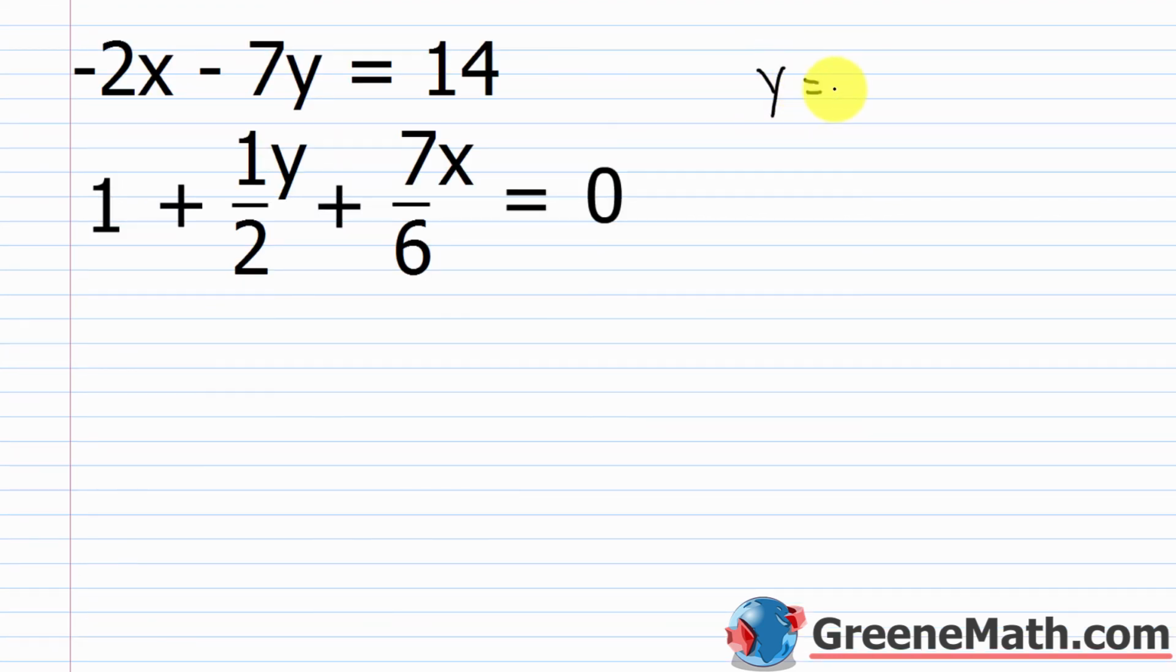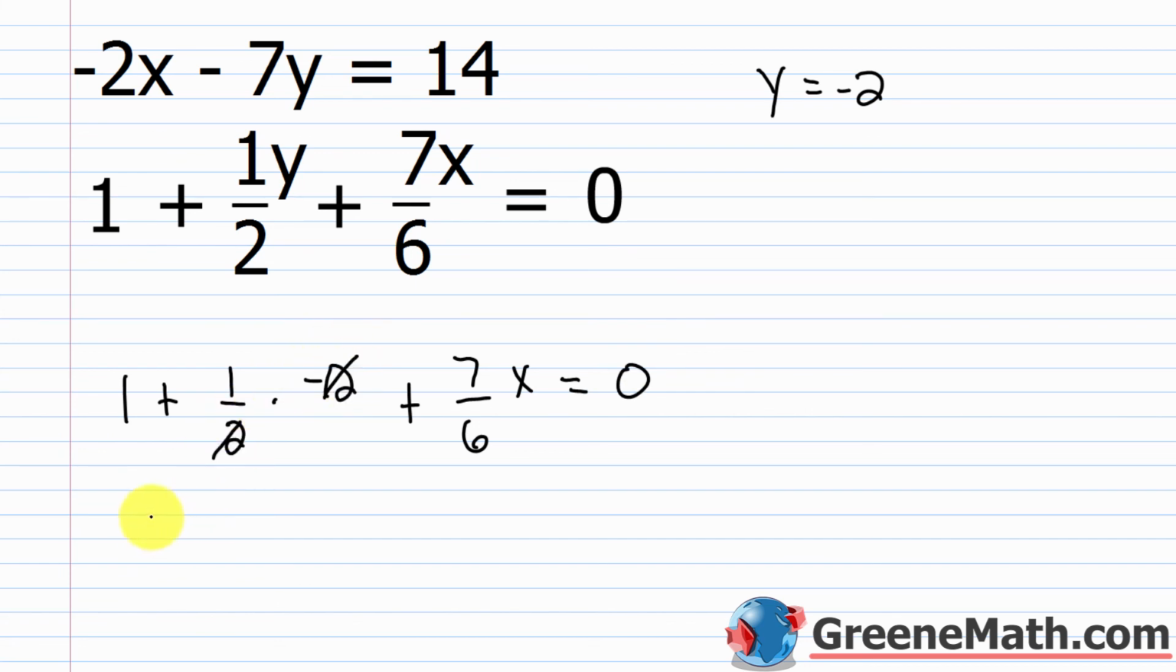Again, y equals -2. And now I can plug this back in for y in either original equation. I'm going to go ahead and use this one because it actually looks like it's easier. So we'd have 1 plus 1/2 times -2 plus 7/6 x equals 0. So this would cancel and be -1. So you'd have 1 plus -1. That's 0. So this whole thing is just gone. So basically I have 7/6 x equals 0. And we know that can only be true if x is 0. So I know x is 0 here.